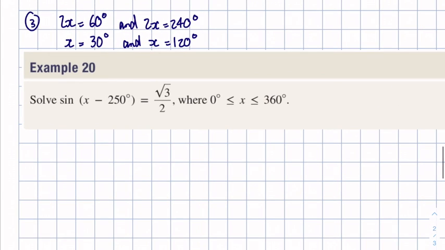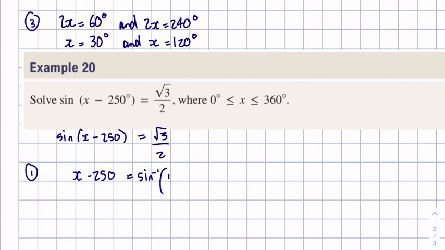This one's a bit harder. But we've got sine of x take 250 equals root 3 over 2. First thing's the same though. We're going to chuck in our calculator. So x take 250 equals arcsine root 3 on 2, which is 60. So x take 250 equals 60.